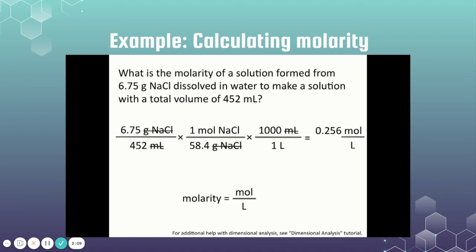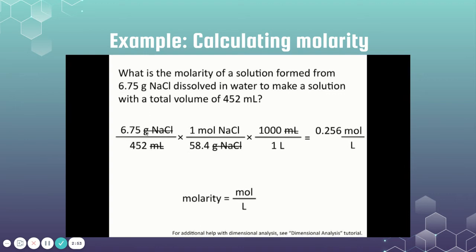So here's an example of calculating molarity. You don't typically see calculating molarity. Usually we use molarity or concentration as a conversion factor. But if you were going to calculate molarity, it says, what is the molarity of a solution formed from 6.75 grams of NaCl dissolved in water? That makes NaCl the solute and water the solvent. And then it says to make a solution with a total volume of 452 milliliters. Remember, we want moles of solute, so the grams go on the top, and then over liters of solution, so the 452 milliliters goes on the bottom.